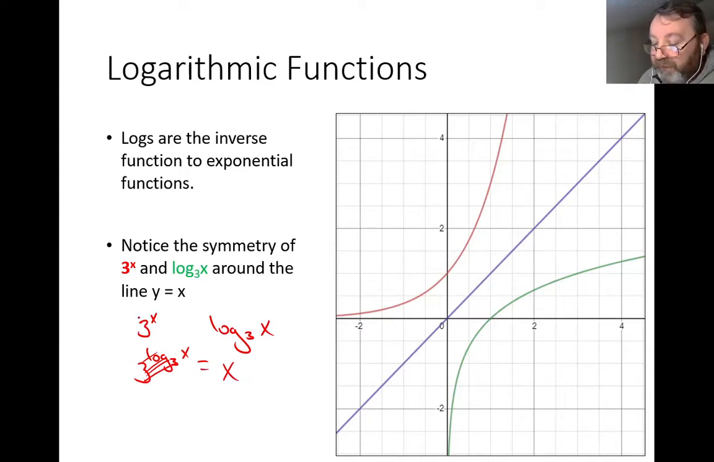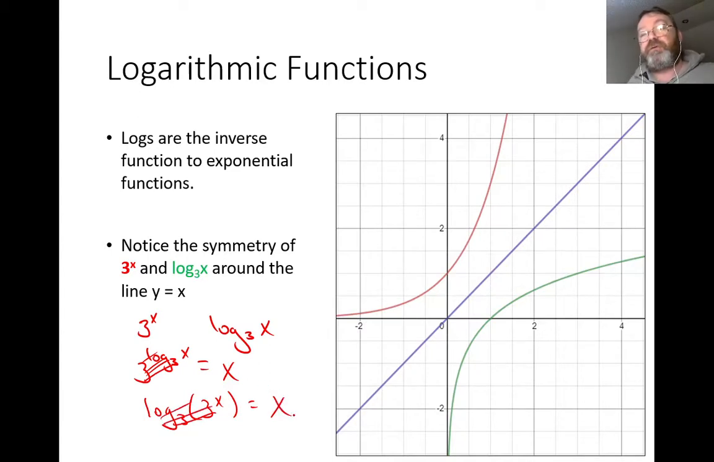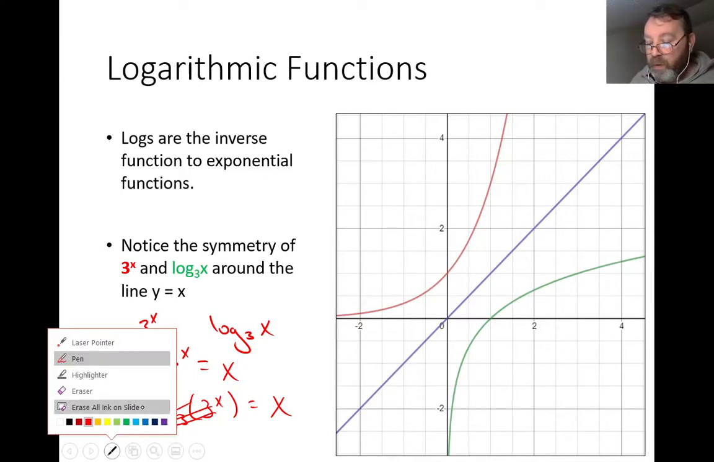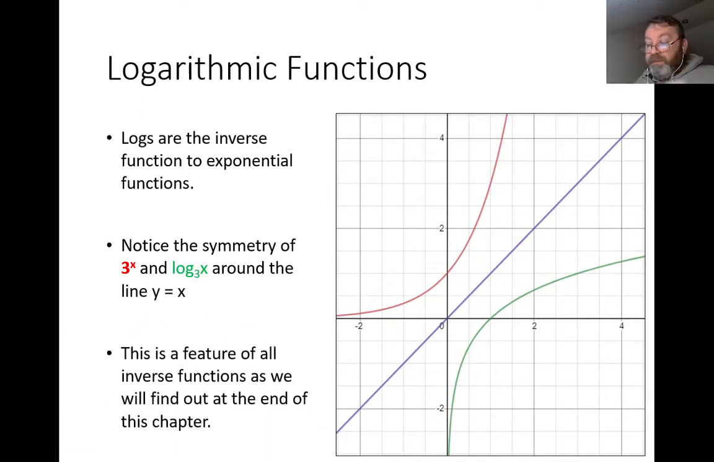Likewise, if I take this 3 to the power of x and put it in here, I get log to the base 3 of 3 to the power of x. Again, the base of the log is 3 and the base of this index form is 3, so they cancel, leaving the answer x. And that's what inverse functions do. They meet and neutralize one another because they're doing the opposite thing. More about that later, but it's a nice little curiosity in terms of how we can use logs and exponential functions to simplify an awful lot of the mathematics we'll be dealing with later on. This feature of all inverse functions we will deal with at the very end of this chapter.